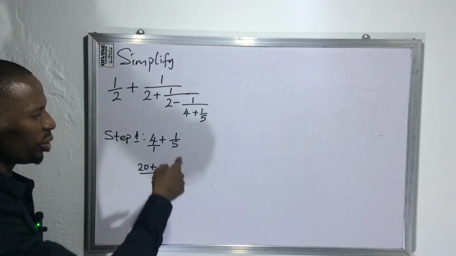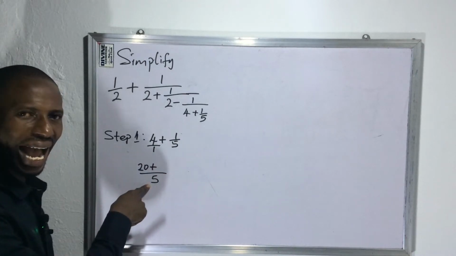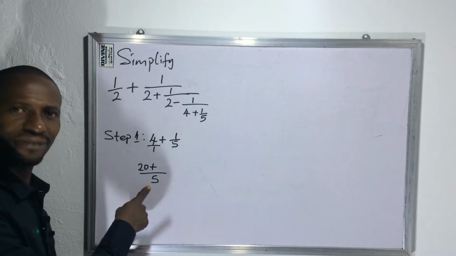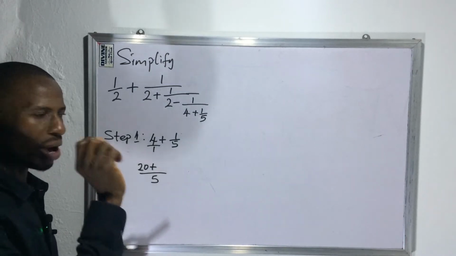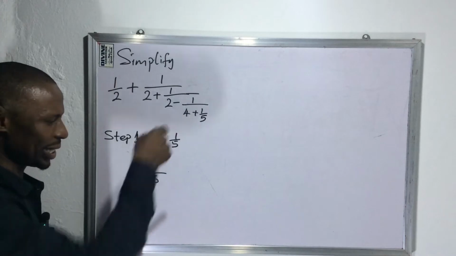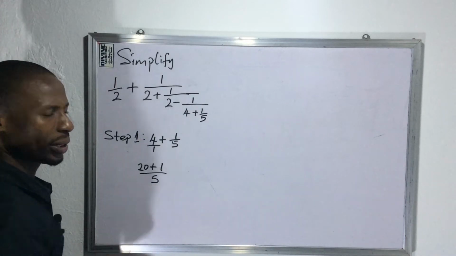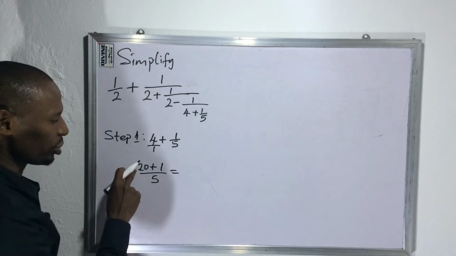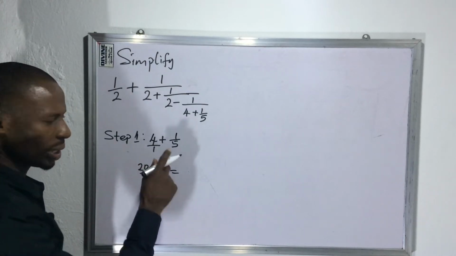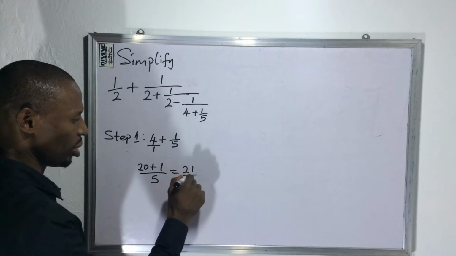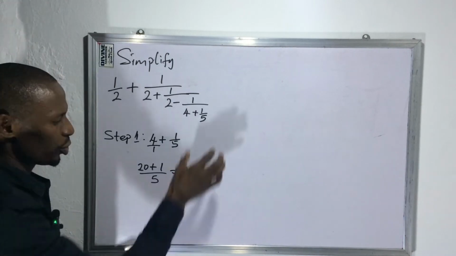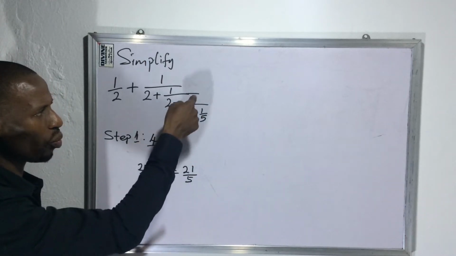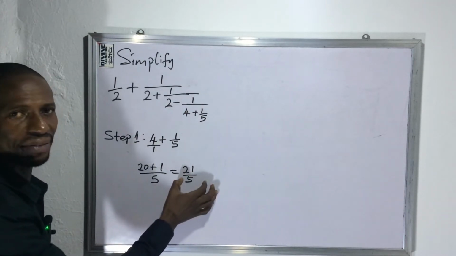Then, next, we use this denominator to divide the LCM. So 5 divided by 5 gives us 1. Use that 1 to multiply the 1 that is here. That gives us 1. So from here, we now have 20 plus 1 to give us 21 all over 5. So we move the whole of this and put it into 2 minus 1 all over whatever we have here.